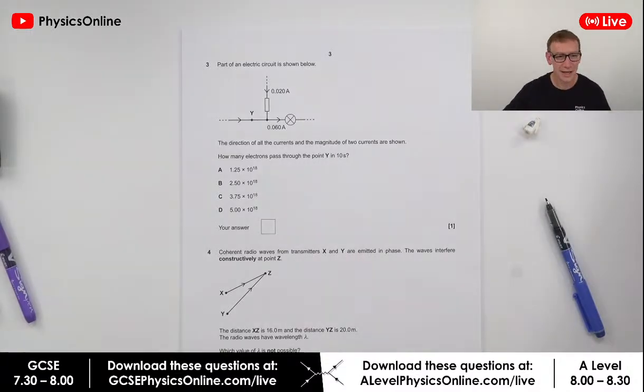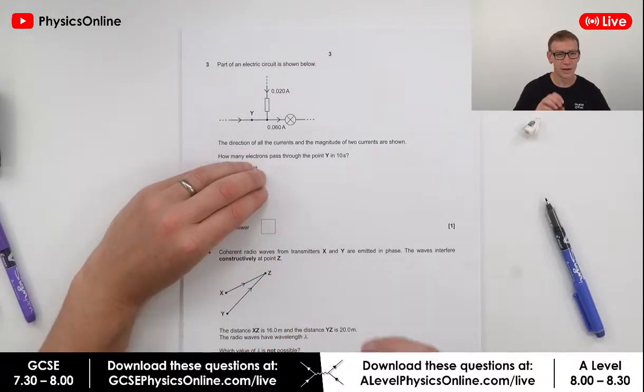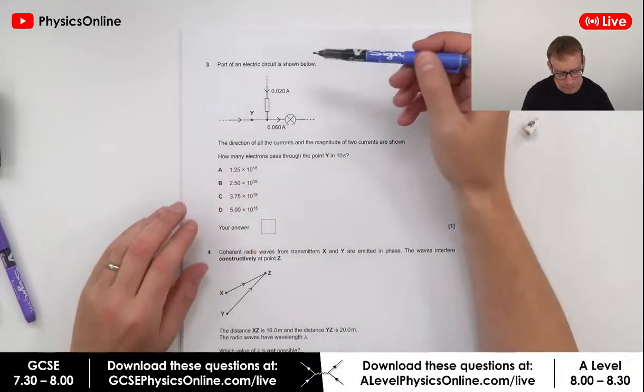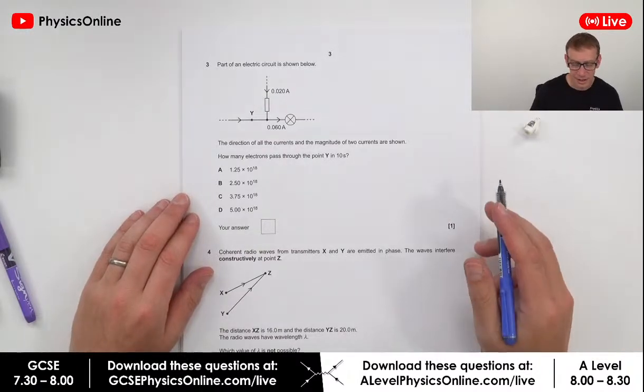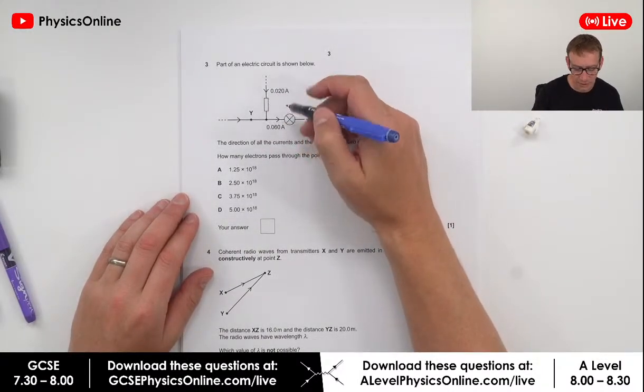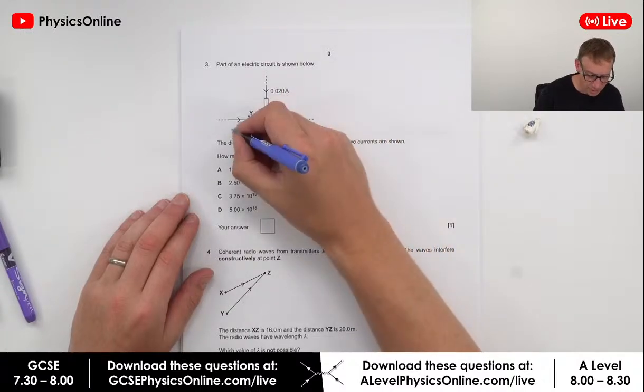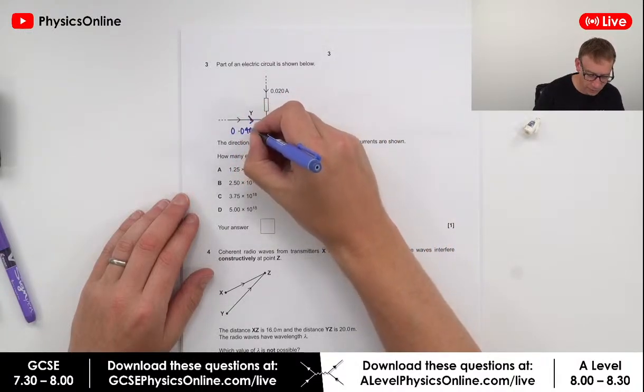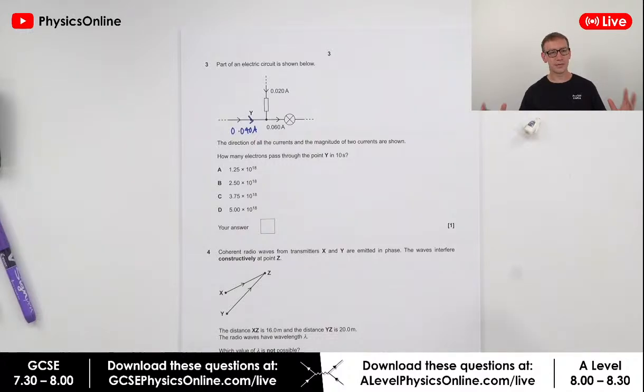Now, this question here has 4 numerical answers. My advice is, if you see a numerical question like this, don't look at the answers, just do the question. So we've got an electric circuit. There's 0.02 amps coming in, 0.06 amps out there. So the current here must be equal to 0.040 amps. Again, Kirchhoff's first law about the conservation of charge. How many electrons pass through point Y in 10 seconds? Okay, so you need your calculators.